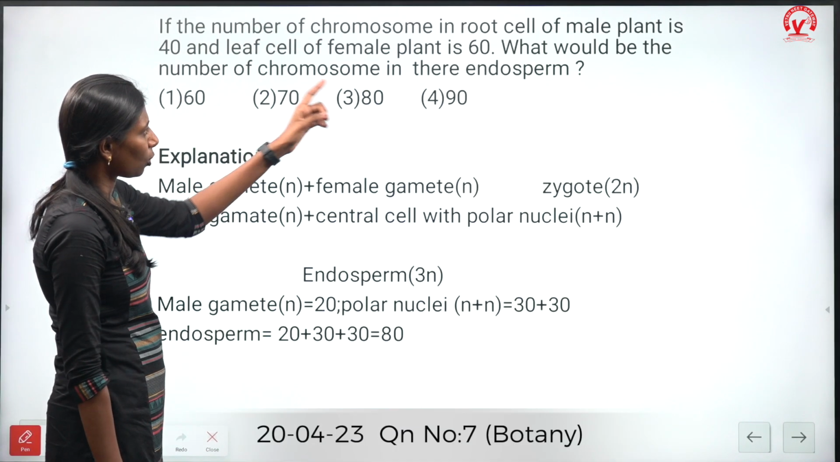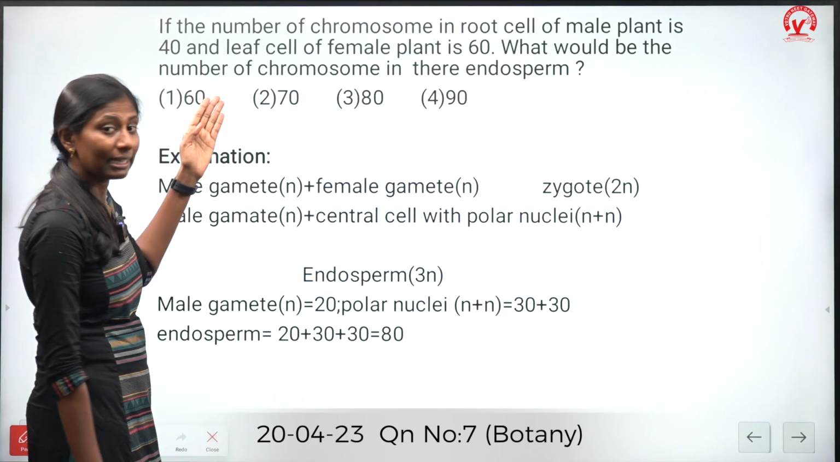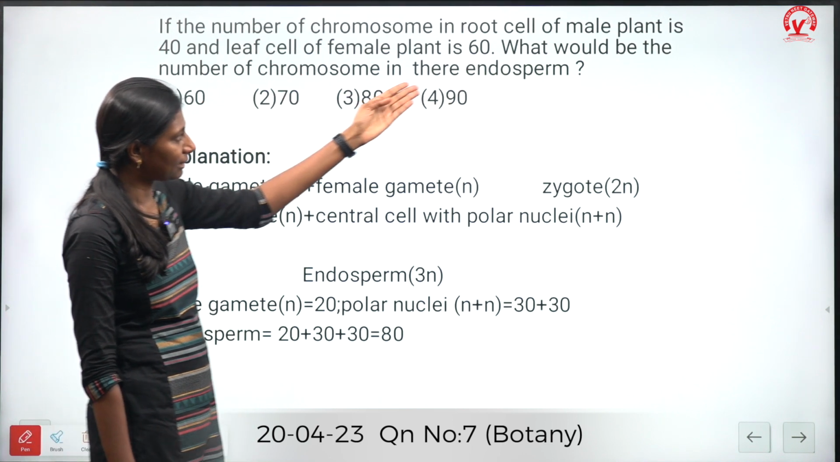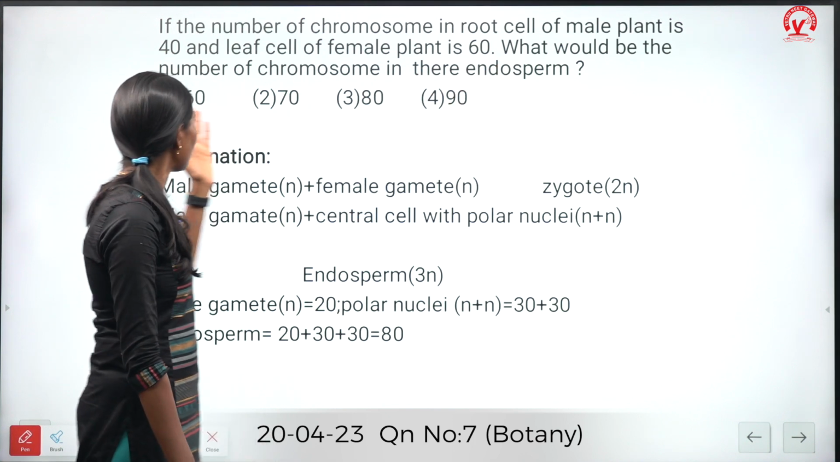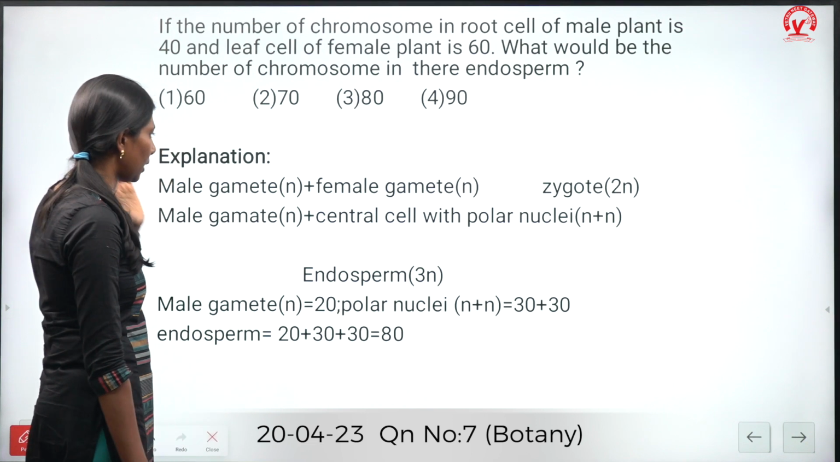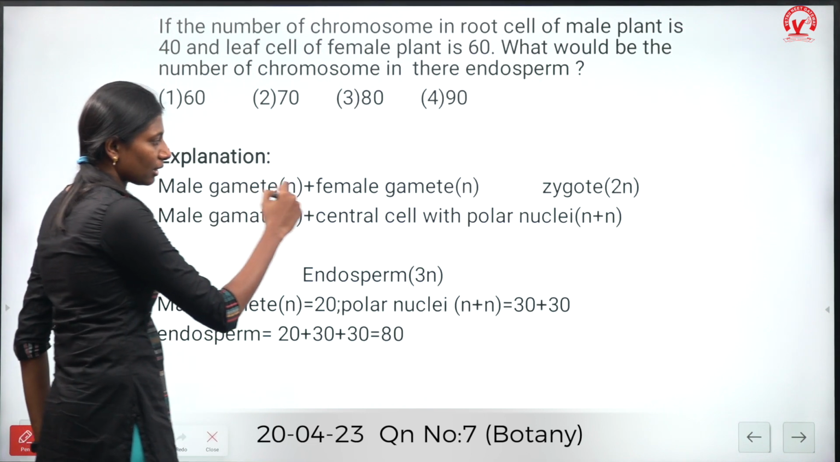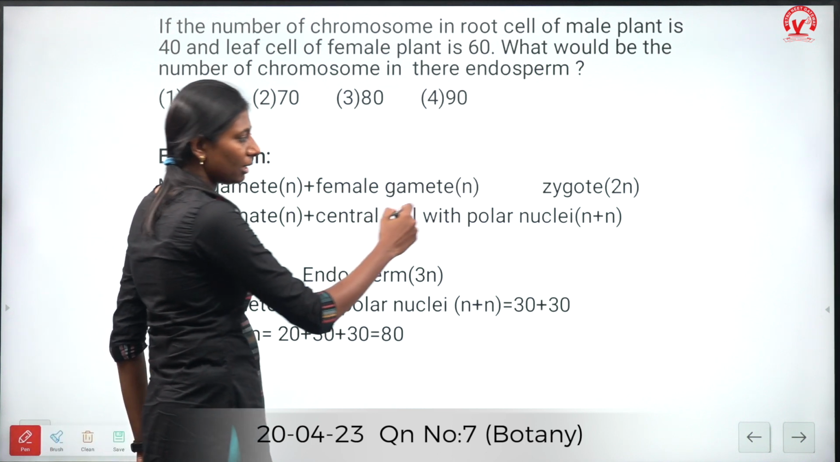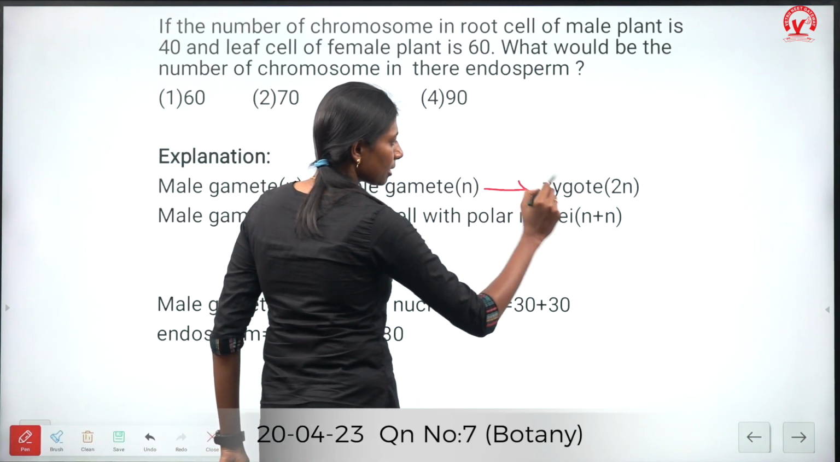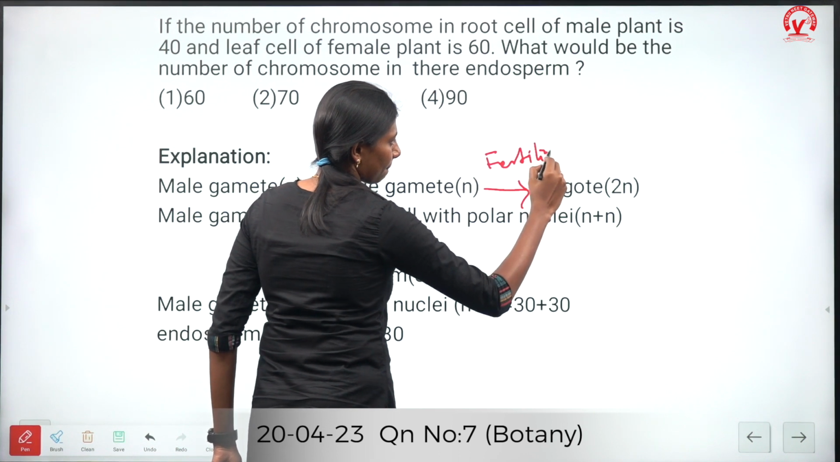If the number of chromosomes in the root cell of the male plant is 40 and the leaf cell of the female plant is 60, what would be the number of chromosomes in their endosperm? Let's get into the explanation. In the union of a haploid male gamete with a haploid female gamete, the result is a diploid zygote. This is known as fertilization.